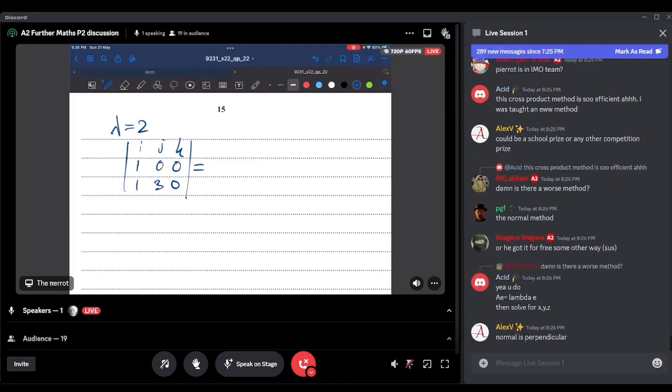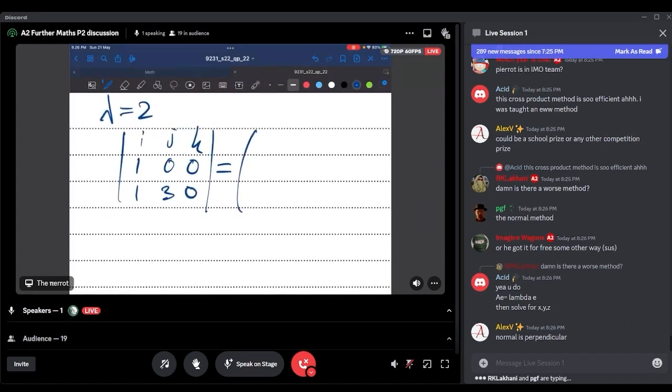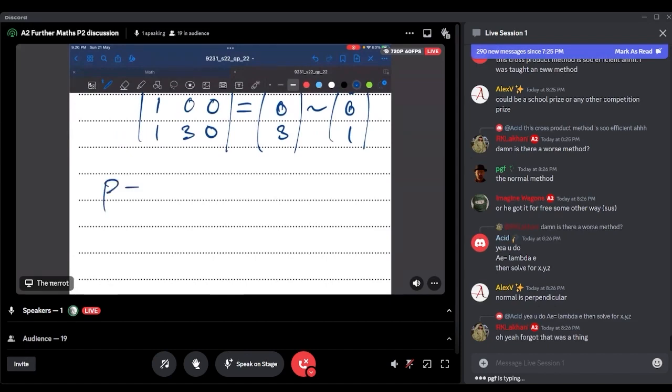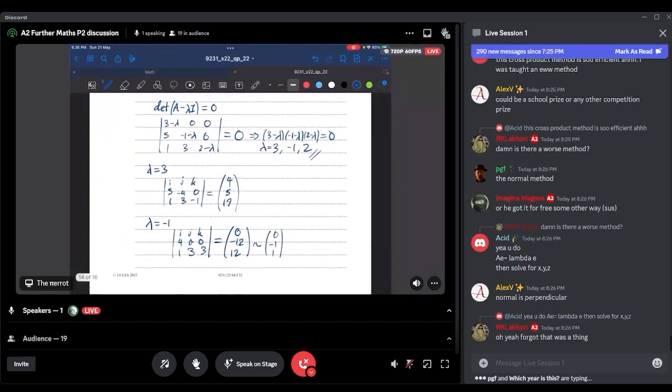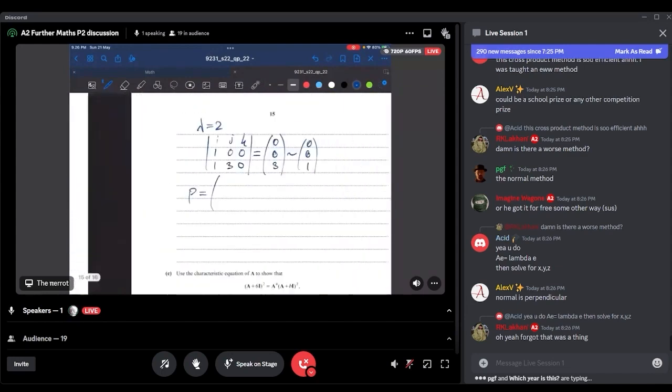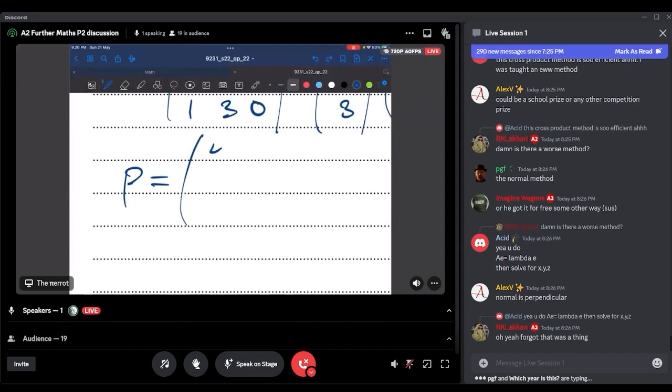Okay, so you have this. Take the cross product. You should get 0, 0, 3. But this is parallel to 0, 0, 1. So that means your P matrix is your eigenvector matrix. So this one, and this one for I: 4, 5, 9, 0, minus 1, 0, 0, minus 1, 0, 0, 1. And what about your D?